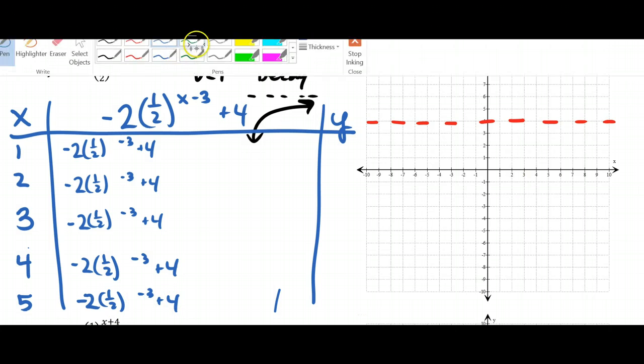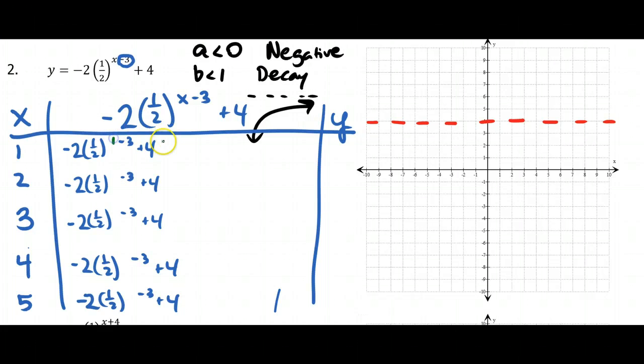Okay, so the first number I'm plugging in is going to be +1. It's really important that you do your order of operations when you're doing this. We're going to do our exponents first. So this is going to give us -2 times 1/2 to the -2 power plus 4. Well, 1/2 to the -2 power is going to be the same thing as 2 squared, which is 4. So you get -2 times 4 plus 4, which gives you -8 plus 4, which is -4.